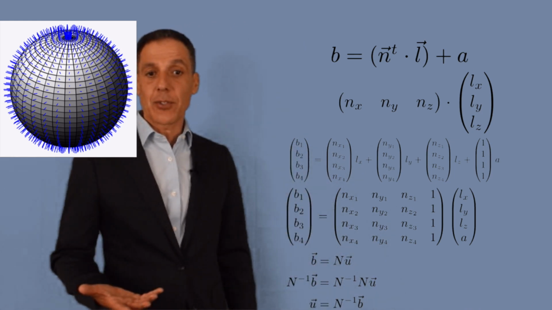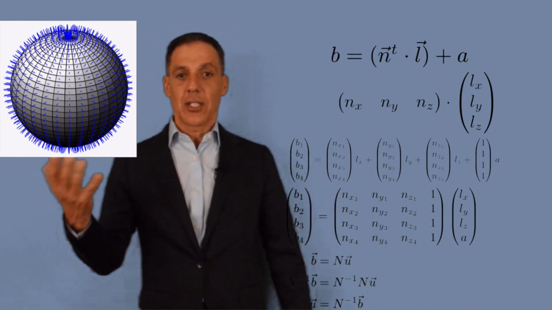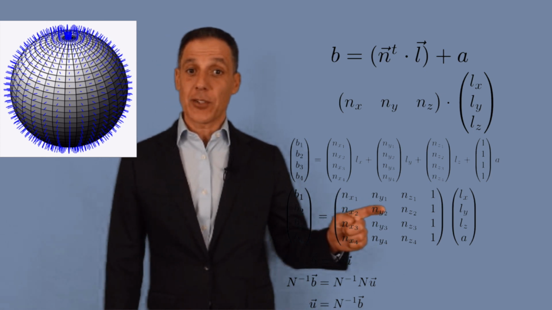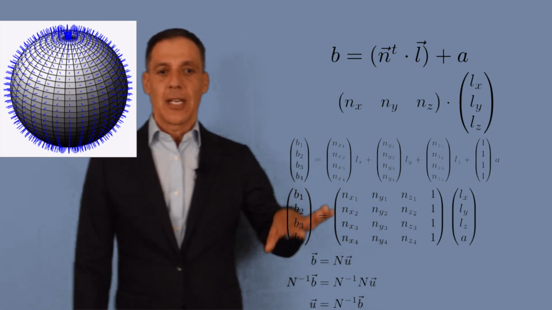Now, how do I solve this in practice? Pick 4 points on an object. Tell me what their brightnesses are. Tell me what their surface normals are. I need a 3D model to do that, and do that.